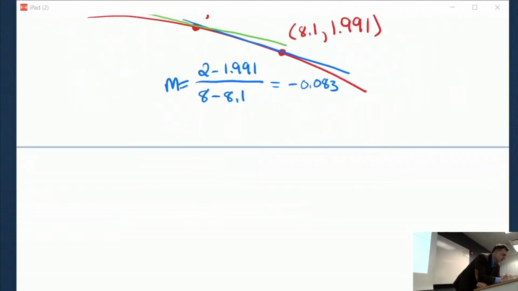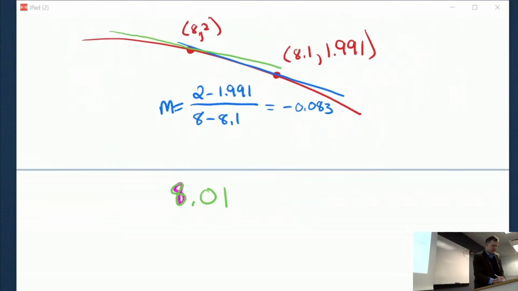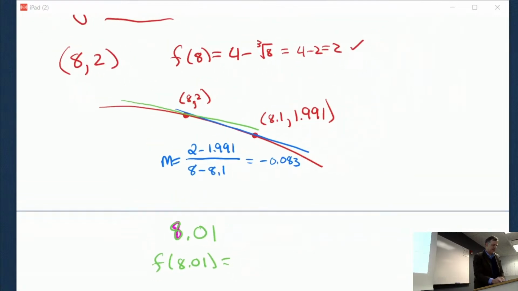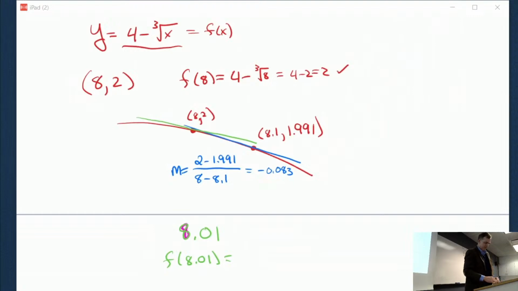So let's do this again, but let's do the point 8.01. So let's use that point instead of 8.1. So I need to know what f of 8.01 is, and then we'll plug that into our little slope formula. So take a minute, and first of all, we need the function value at 8.01. I see that I only have 4 minutes now. And let's see.